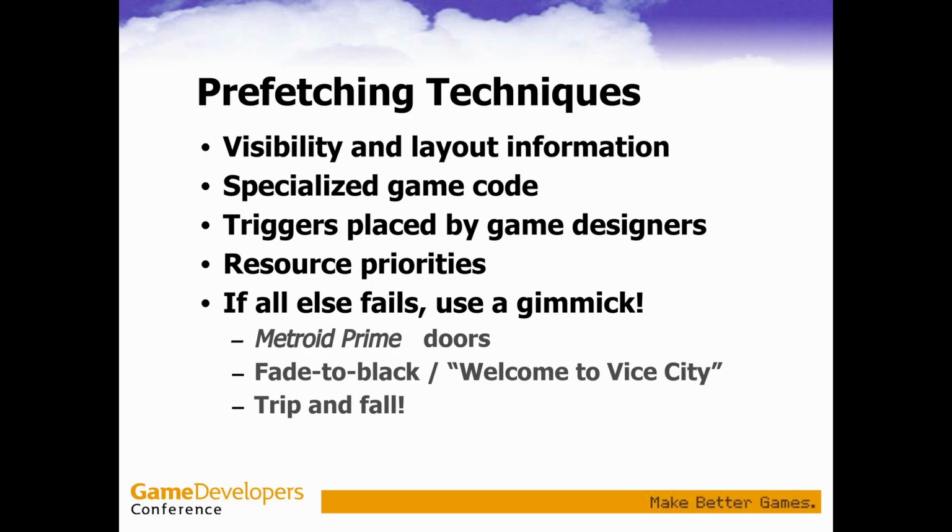Ideally, the prefetching that happens in the game should be as automated as possible. So using things like the visibility and layout information will tell you what's coming up, what's around the corner, and so on, and that can be loaded ahead of time. Also putting specialized game code in there. A good example is a chair that the player is going to shoot and it's going to blow up. Well, when the player comes near that chair, the chair can make sure that the pieces that are going to fly out are loaded and ready to go.